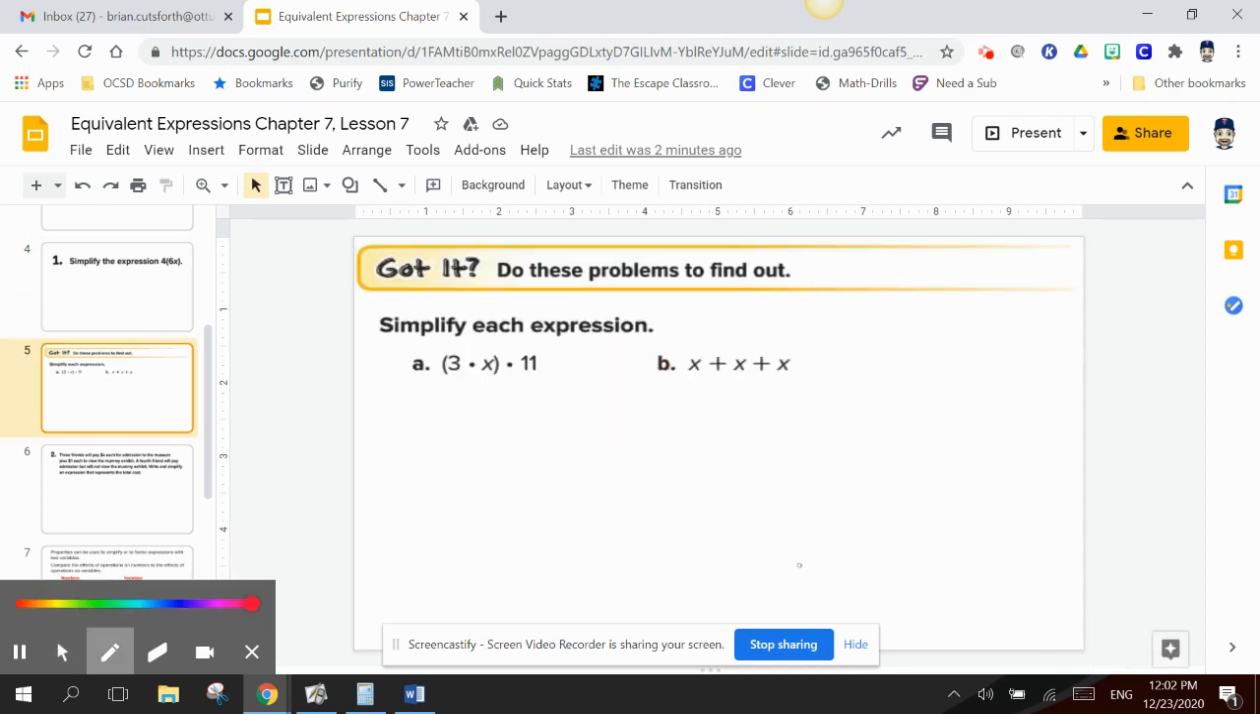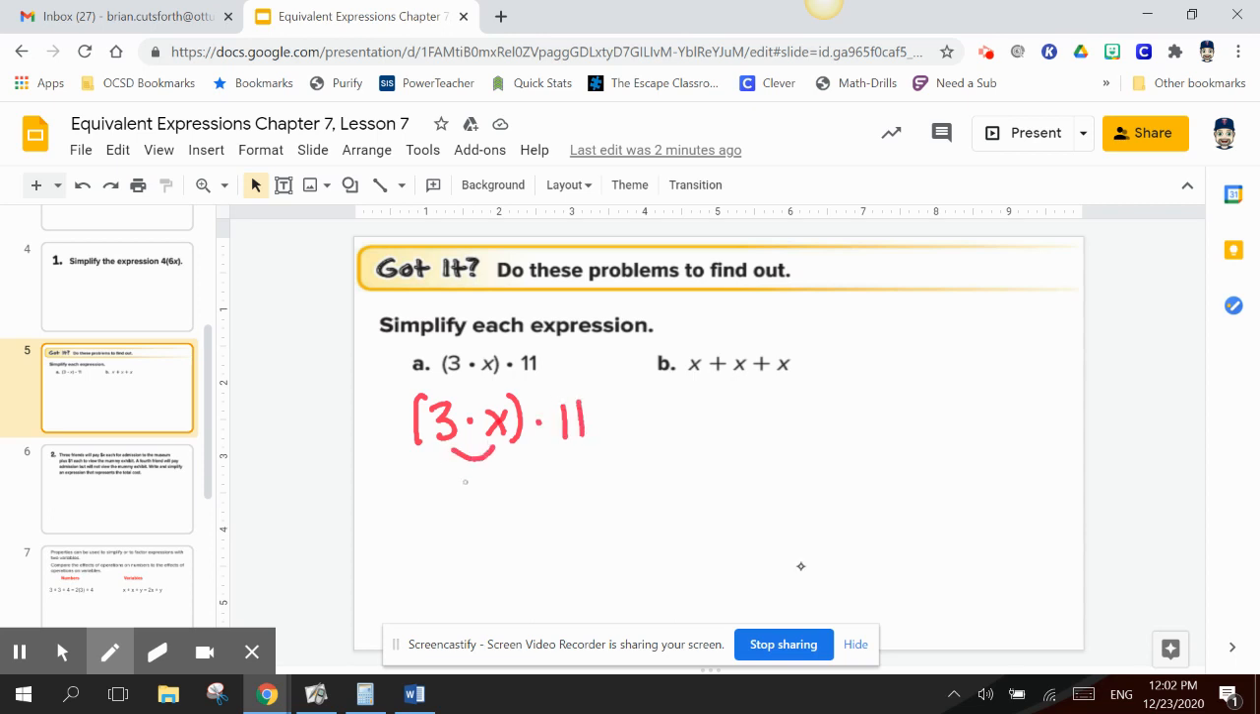When we look at the got it problems, again, we're going to simplify. So I have 3 times x, the quantity of 3 times x times 11. So I can do 3 times x, which is 3x, times 11, and 11 times 3 is 33, and the x value comes with it. So whatever x is, I have to multiply it by 33.